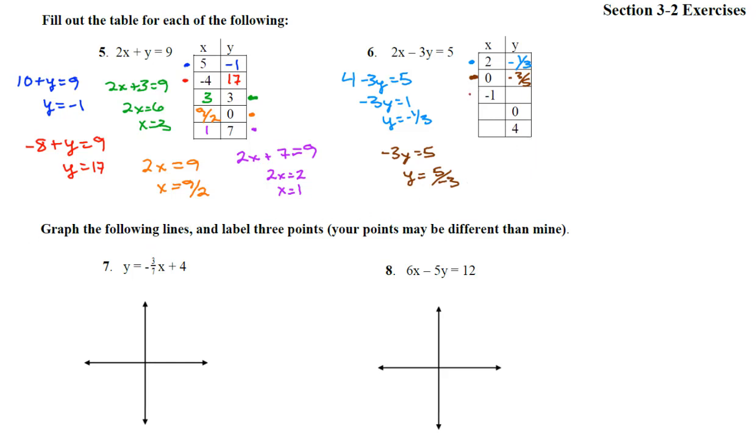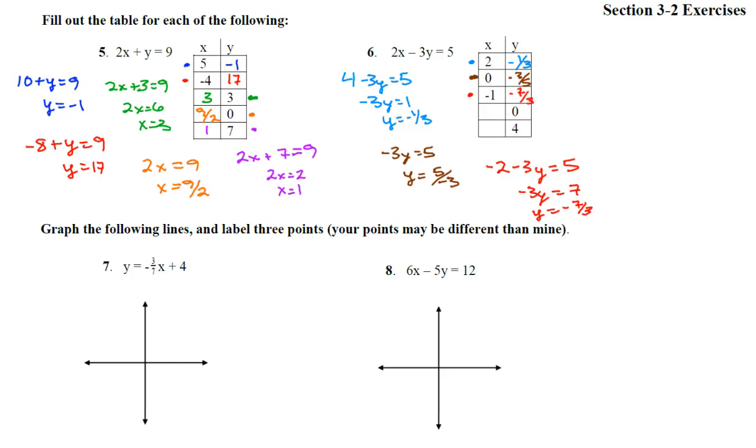We're still on number 6. Let's put -1 in for x, and we get 2 times the -1 is -2, minus 3y equals 5. Add 2 to both sides, and we get -3y equals 7. Divide by -3, and we get y equals -7/3, or 7 over -3. Let's put that in there, -7/3.